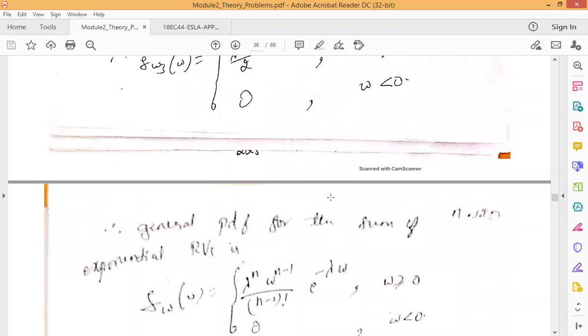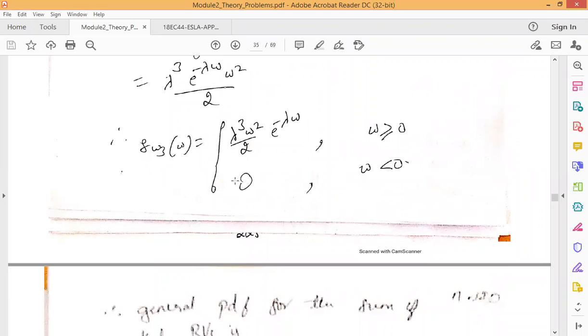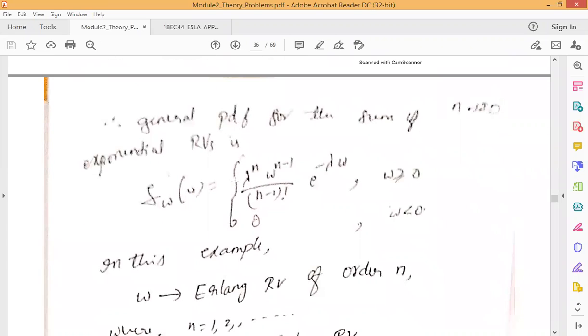So in general, if you go on continuing, if you consider the next variable W4, it is nothing but the convolution of fw3 of w and fx of x. So it will just continue. For that reason, in general, we can write the PDF for the sum of n IID exponential random variables as fw of w is equal to lambda to the power n w to the power n minus 1 e to the power minus lambda w divided by n minus 1 factorial for w greater than or equal to 0, and for w less than 0 it will take the value 0.